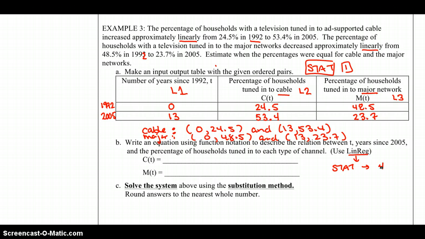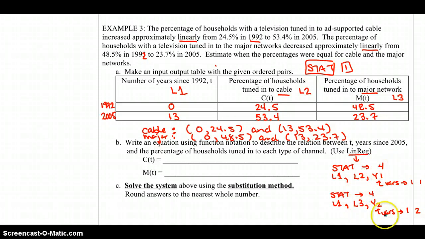For the first equation, we're going to use L1, L2, and store the equation in Y1. Remember, to type a Y1, we do variables, right arrow, 1, 1. Then for the major network data, we'll do the same thing. Stat, arrow over, choose option 4, L1, comma, L3, and this one we're going to store in Y2. To type Y2, we hit variables, right arrow, 1 and 2. Again, you may need to pause the video while you enter these pieces.